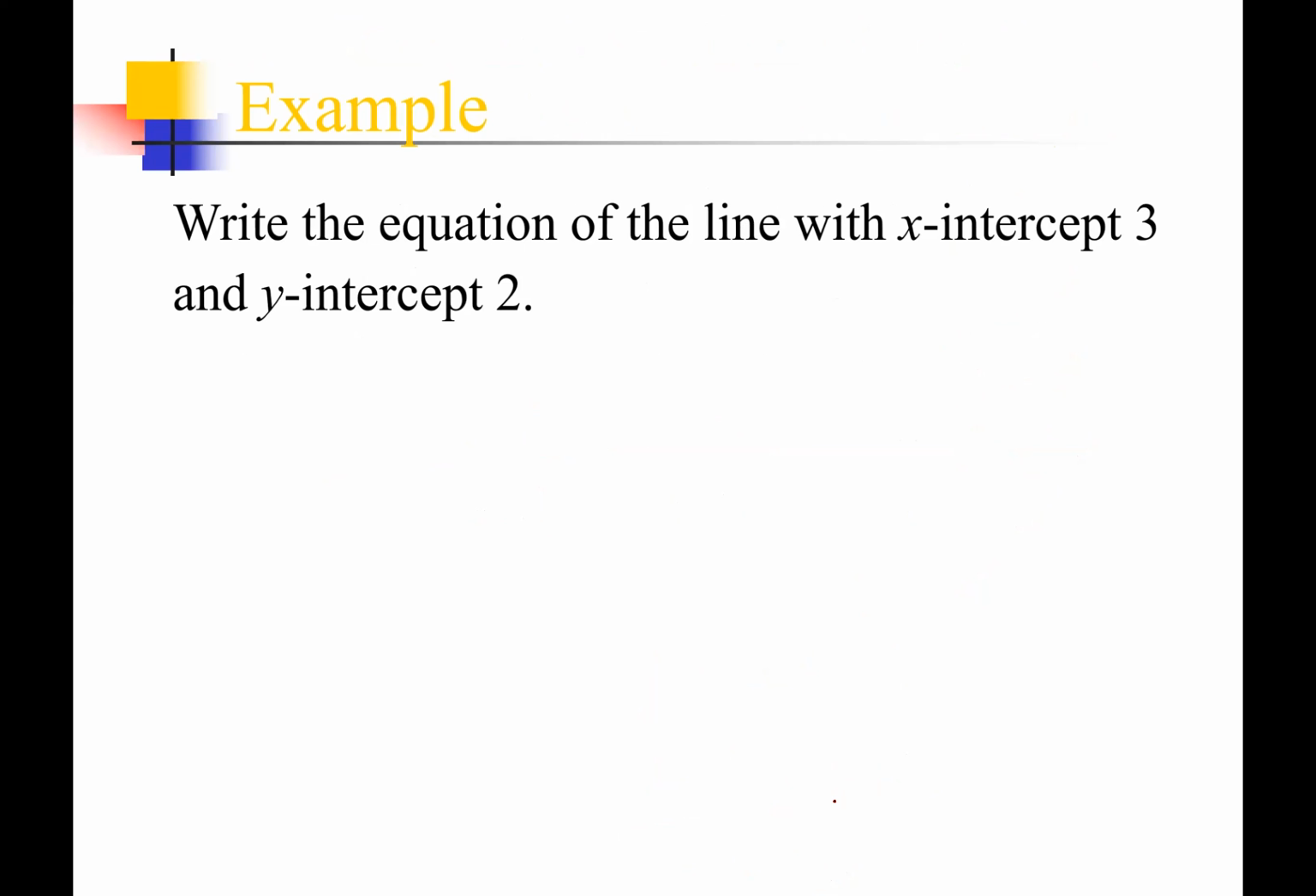All right, so now I want you to try this. Write the equation of the line with the x-intercept 3, y-intercept 2. Try that really quickly. Give it a couple minutes.